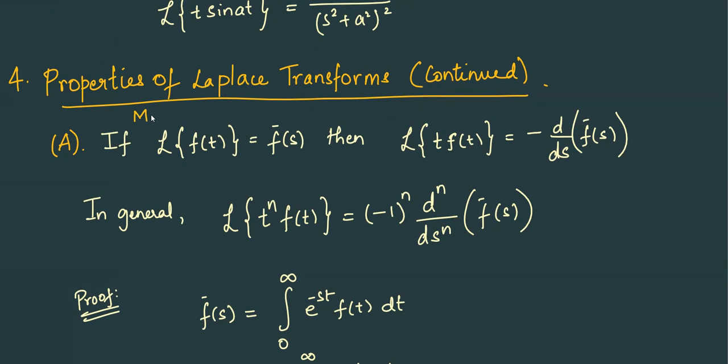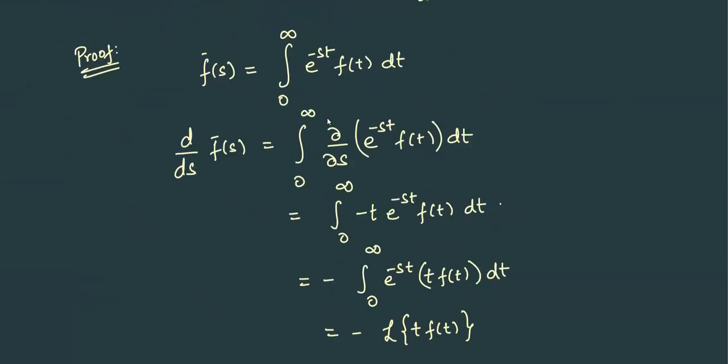It's an important property. So this is like multiplication by t. This property is called multiplication by t power n, or multiplication by t. The second property of this type is division by t.